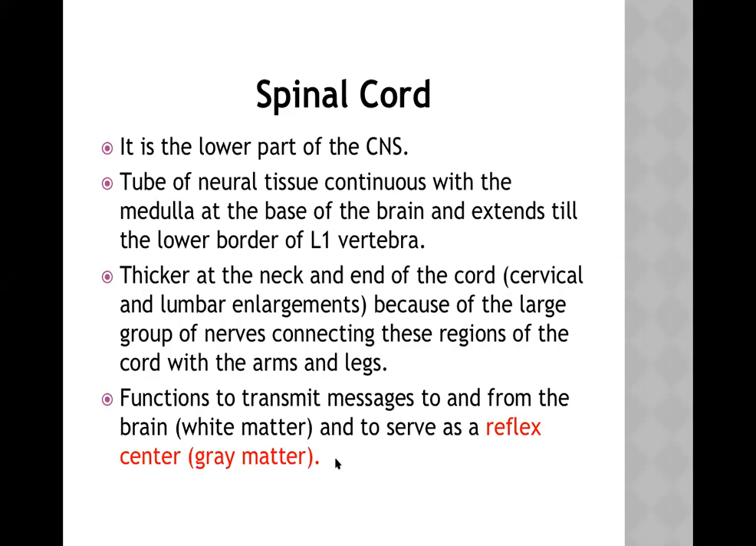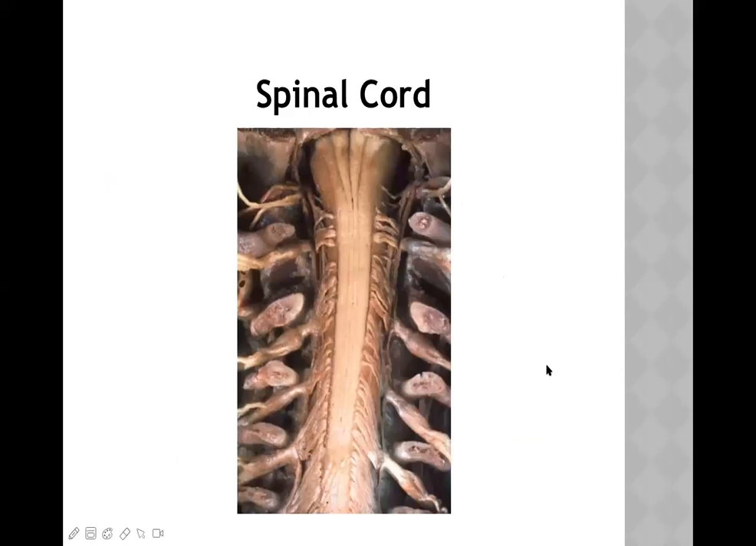If we take a cross section of the brain, exactly the opposite thing is present there. Gray matter is present outside and white matter is present inside in case of brain. But in spinal cord, white matter is outside, gray matter is inside. Okay, don't forget that.